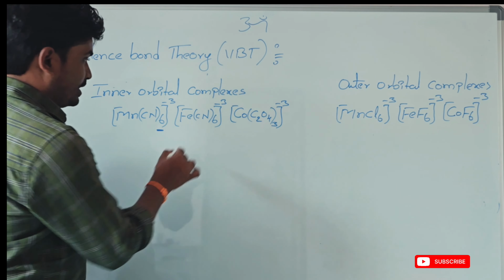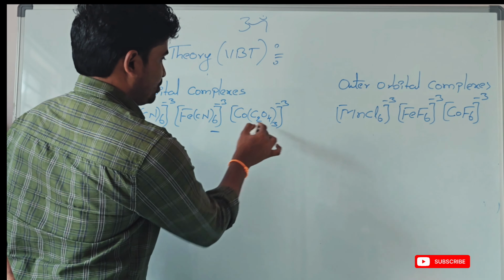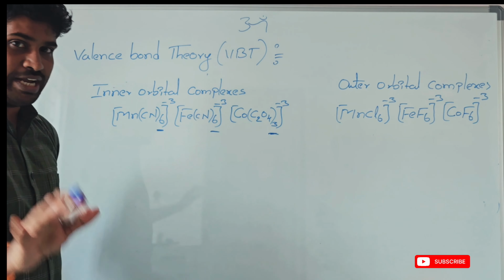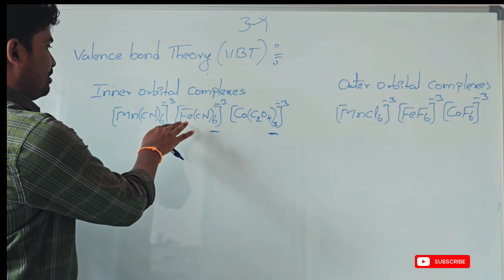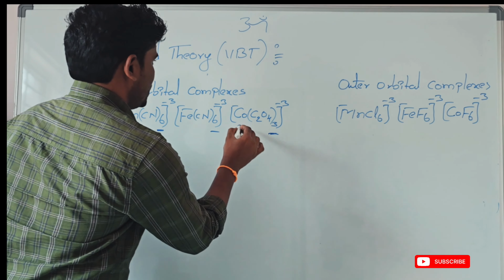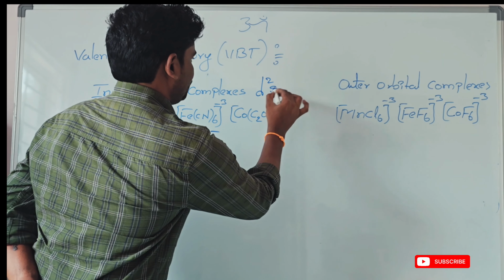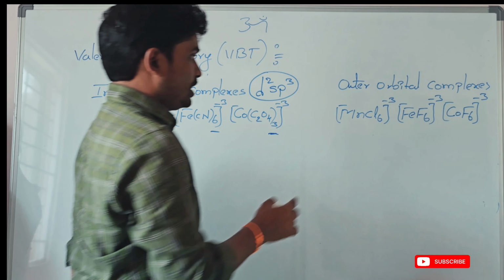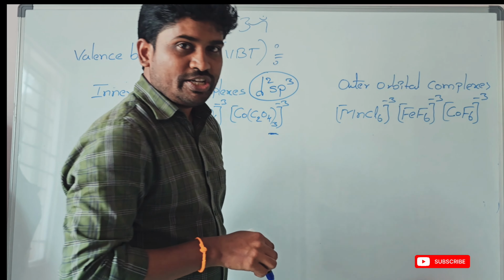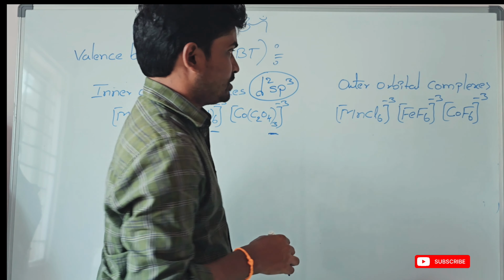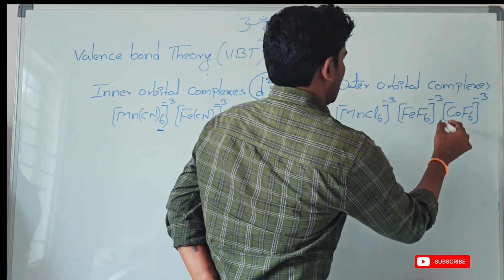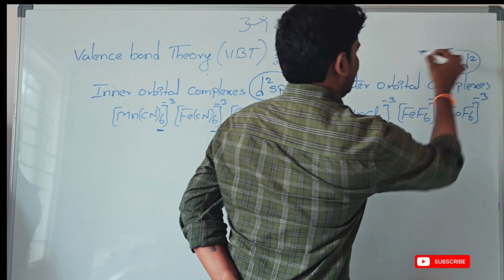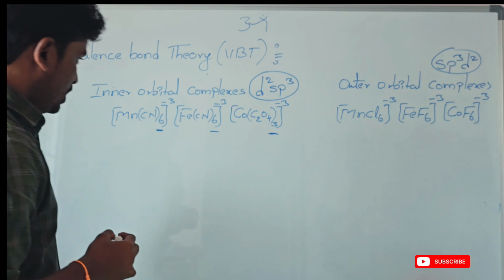Here there are 6 ligands, here 6 ligands, here this is a bidentate ligand, and here also 6; the coordination number is 6. All these three are octahedral complexes. Octahedral, inner orbital complexes, and the hybridization is d2sp3. So the inner d orbital is used in hybridization. Here also the coordination number is 6, octahedral complexes. Outer orbital complexes mean the outer d orbital is used in hybridization, overlapping, sp3d2 hybridization.